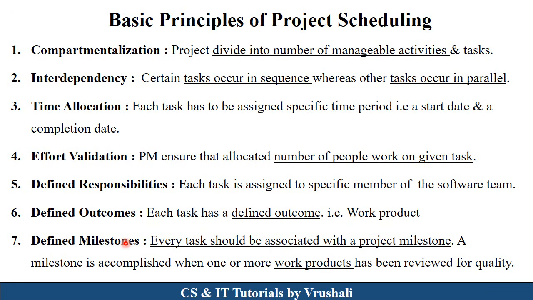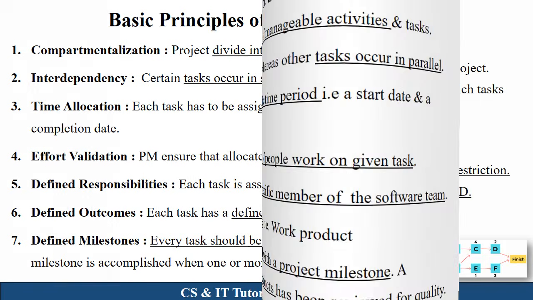Then define milestone. So basically every task should be associated with a project milestone. Means after completing every phase, they take customer feedback. They check whether quality or accurate output is generated or not. So after acceptance by the customer, the project milestone is reached. So these are the principles of project scheduling.